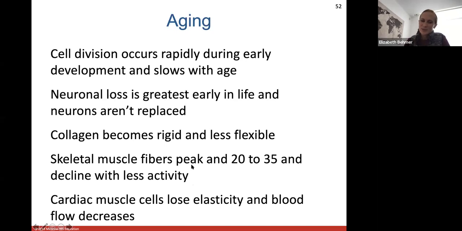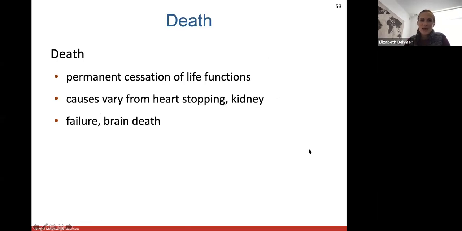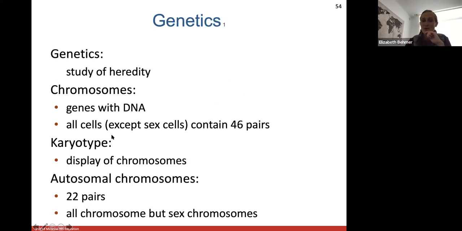Your cardiac muscle cells will lose elasticity, blood flow decreases, and then death will occur to all of us. This is a permanent cessation of life functions, and causes can vary. Your heart can stop beating through a variety of different mechanisms. Sometimes your heart can stop beating and you're the healthiest person out there. You don't have any atherosclerosis or clots, but your heart can stop. Your kidneys can stop. Your kidneys failing will also quickly lead to death because your kidneys filter all of your blood. And then brain death is, I believe, the medically correct term for saying someone is dead when there's no electrical activity going on in their brain.